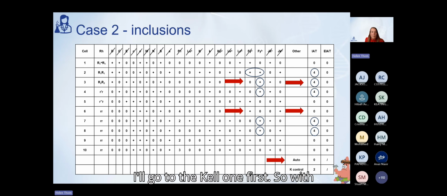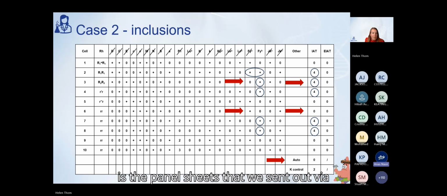Sorry, I'll go to the Kel one first. With the Kel, line 2 is 4+ by IAT, but there's nothing there by enzyme. So that would technically be masking the big K. But if you look at line 6, that is big K positive, and you can exclude it on line 6 because that's negative by IAT. So you would be able to exclude the presence of big K using line 6. I hope that helps. Yeah, that's perfect.